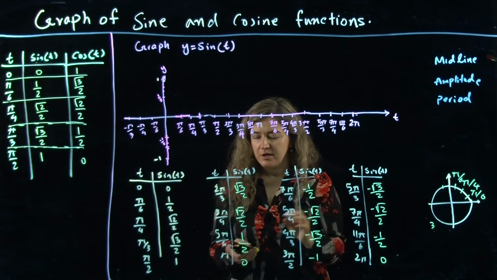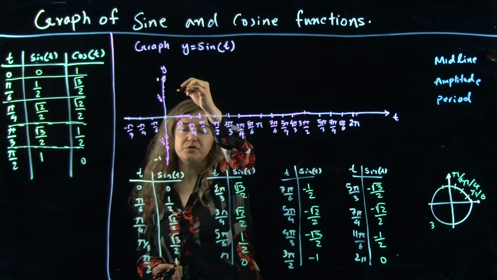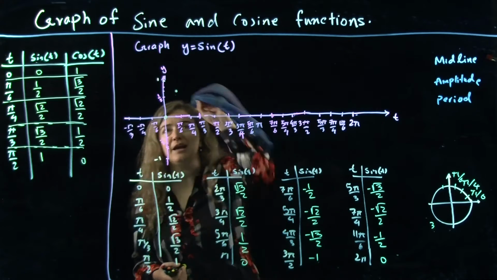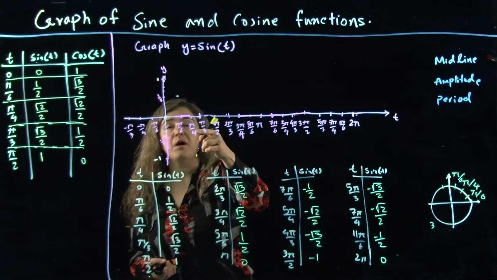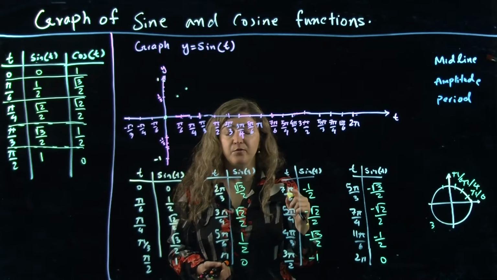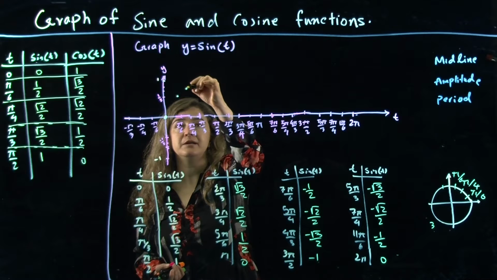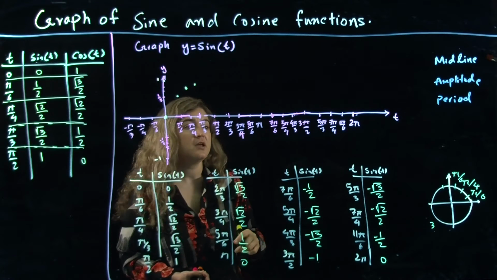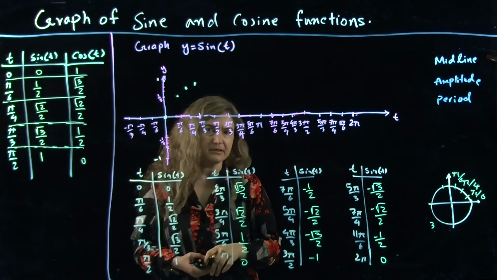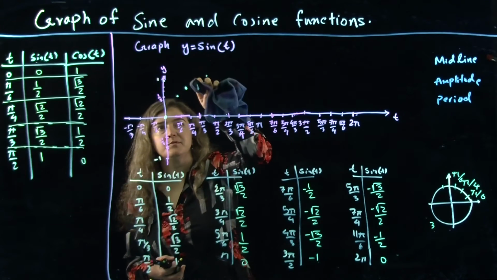So let's plot all these points first. For 0, I get 0. For pi/6, I'm getting 1/2 right here. For pi/4, I'm getting square root of 2 over 2, which is about 1.4 divided by 2, or 0.7. For pi/3, I get a little higher than that, because it's going to be the square root of 3 divided by 2, which is 1.7 divided by 2. Then pi/2 is going to be 1.